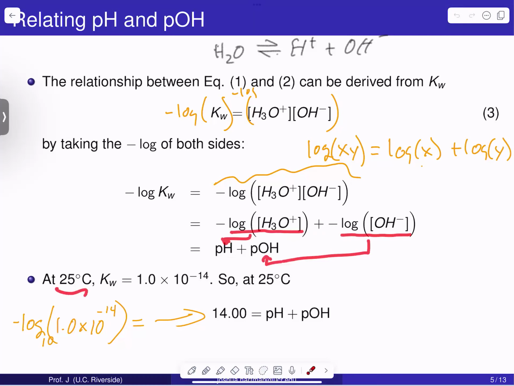And so at 25 degrees Celsius, right, Kw is going to be here at 1 times 10 to the minus 14. And so basically, at 25 degrees Celsius, we have this relationship that says the minus log base 10 of 10 to the minus 14, which is simply 14, is equal to the pH plus pOH. Right? So anytime you're at 25 degrees Celsius, this relationship will hold.